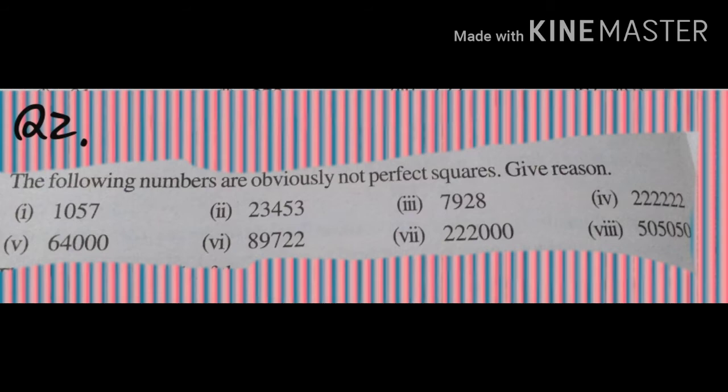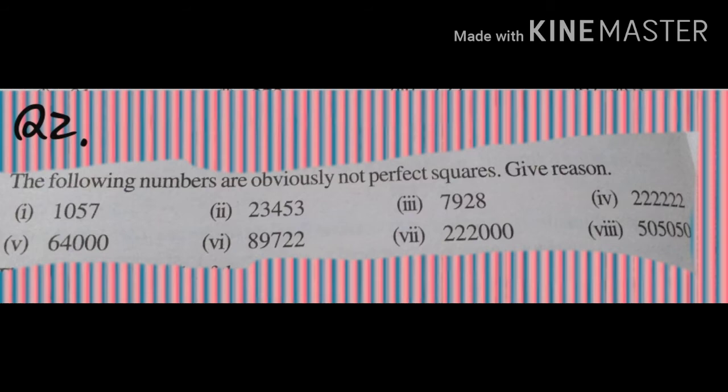Now for question number 2. Look at question number 2: the following numbers are obviously not perfect squares. Give reasons, it says. Now I'll let you understand, do it yourself. Why not? Just check the last digit. Number 1 has 7, number 2 has 3, number 3 has 8, number 4 has 2, number 5 has 0, number 6 has 2, number 7 has 0, number 8 has 0. And a number ending in these last digits is never a perfect square. Due to this reason the given number is not a perfect square.